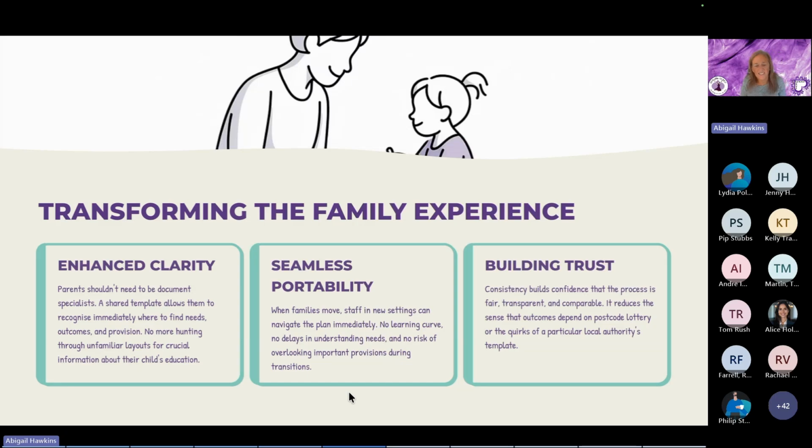We've got that seamless portability. So when we're moving from phase transfer one place to another, or across local authorities, or if they're moving house, the staff in the new settings can navigate it because it's familiar. We know what it actually looks like. We haven't got a new learning curve for every piece of paper that we look at.